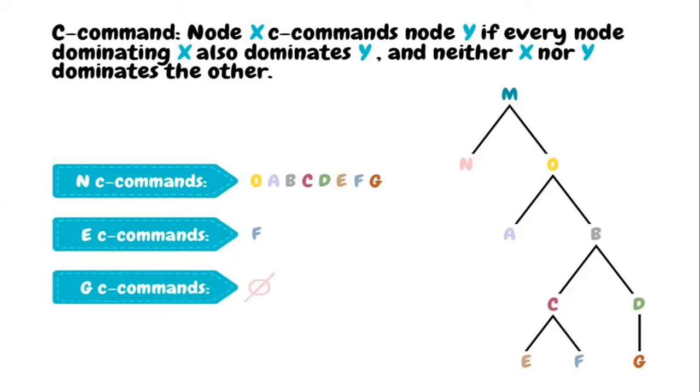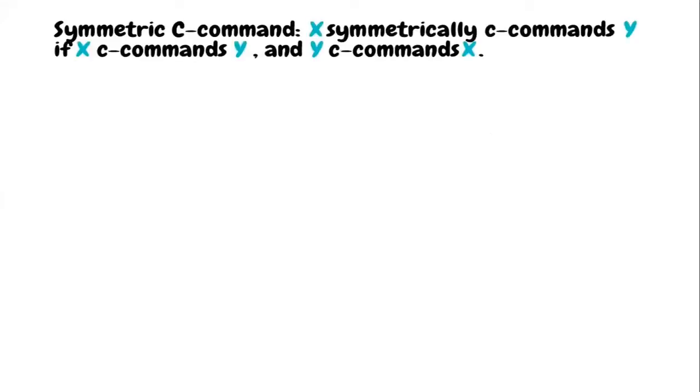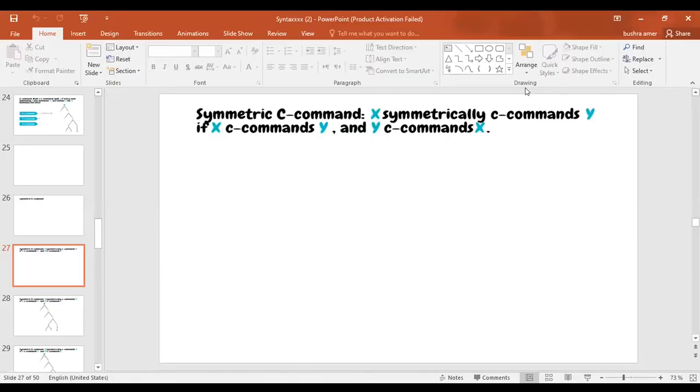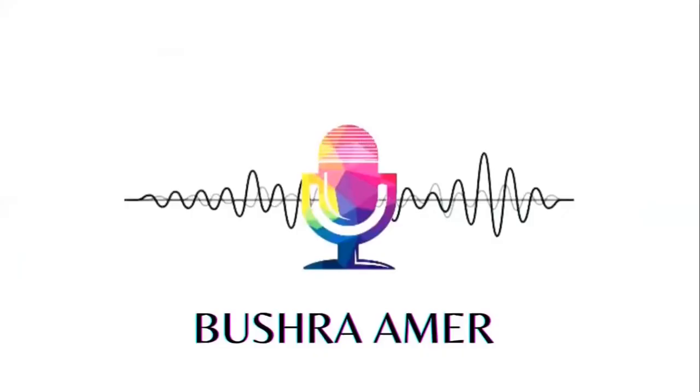Now, the second type is symmetric C-command. Also, I can't see the screen. I can see it personally. Okay, now symmetric C-command means that X symmetrically C-commands Y if X C-commands Y and Y C-commands X. In other words, if X and Y are sisters, then they are symmetrically C-commanding each other.